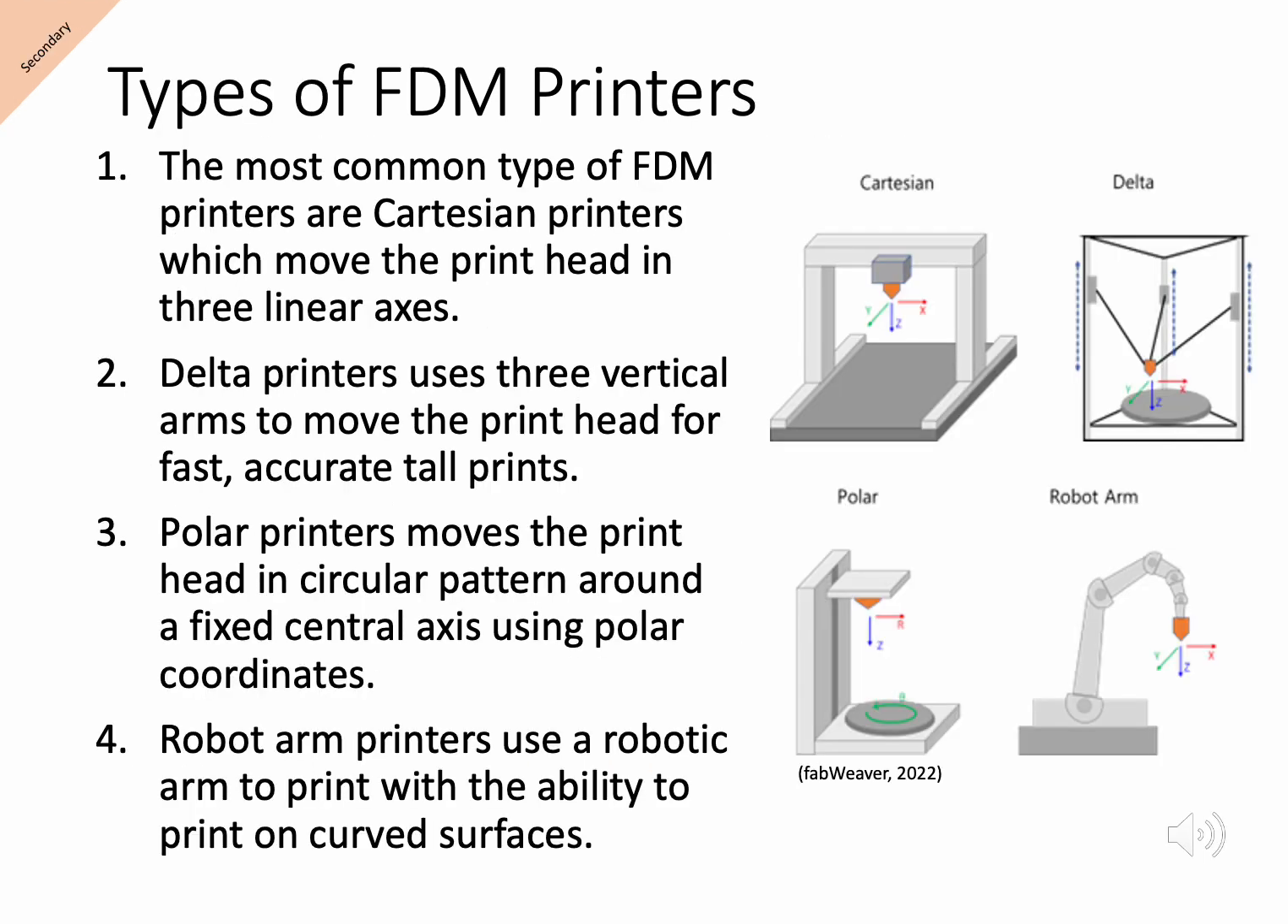When we look at the types of FDM printers, generally speaking, they're Cartesian and delta, but sometimes we can find polar and robot arm printers. Cartesian printers are often the most cost-effective printers and seen in products such as Anycubic printers, Creality printers, and Prusa printers. Delta printers are slightly less common, but they are quite good for creating taller objects with higher accuracy.